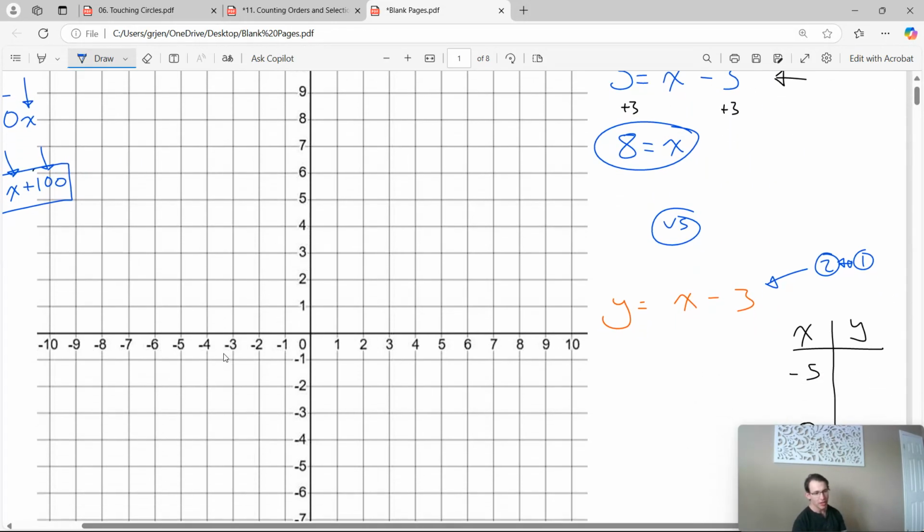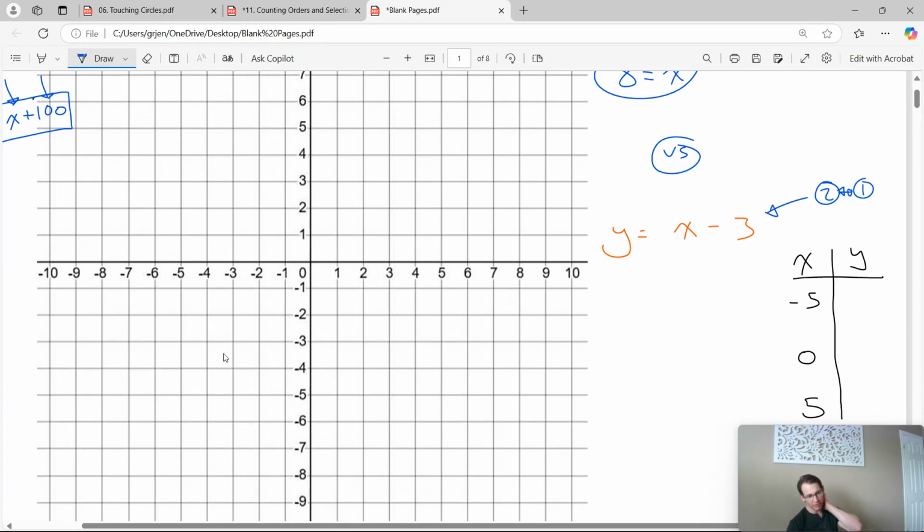Okay, so one thing that we can do if we want to graph this, and I showed some methods using gradient and y-intercept, but I want to go back and show you just a table of values. So you're just going to choose a table of values, and you get to choose some different values for x, whatever you want. I chose -5, 0, and 5. In other words, I'm going to investigate what happens when x equals 0, when x equals 5, and when x equals -5.